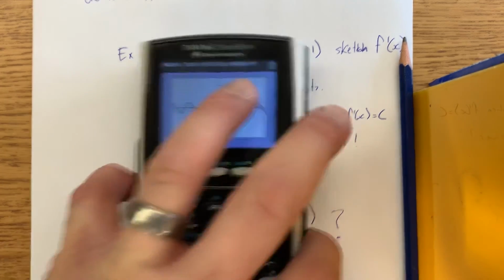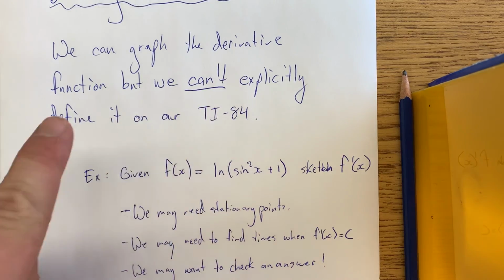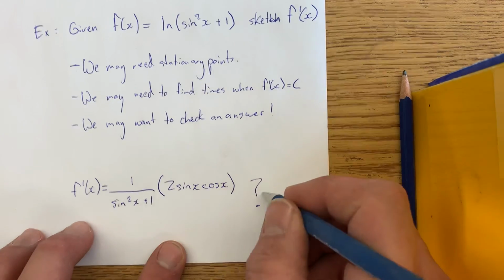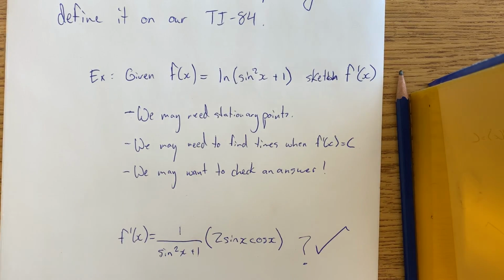So to recap, we can use graphing a derivative to sketch, but we can't explicitly define it. If we wanted to explicitly define it, we've got to do this by hand. But we can check to see whether or not we have the correct derivative using our TI-84s.